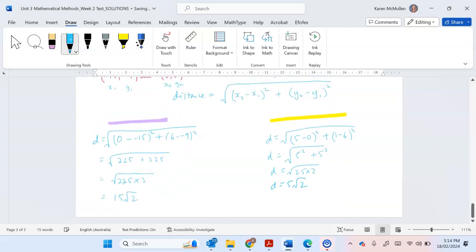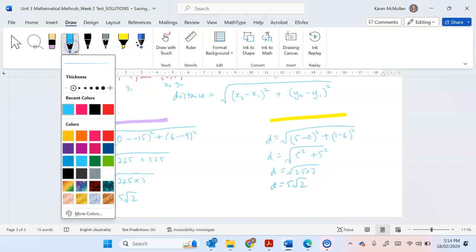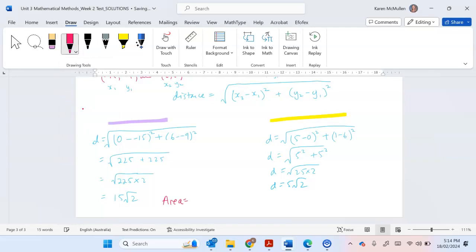Now the area of a triangle, I don't have enough space, so let me do it down the bottom. All right, the area of a triangle is half times base times height. Now it doesn't matter which one you call your base and which one you call your height. So I might just call this our base and this one could be our height. So we're going to have a half times 15 root 2 times 5 root 2.